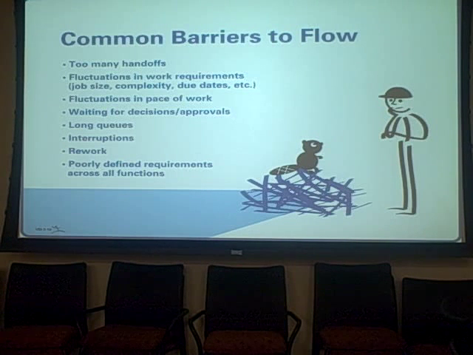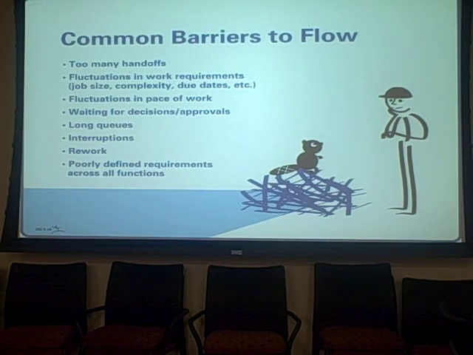Waiting for decisions or approvals from other departments or groups or even folks within your own department. Having long queues, long waits to get something done. Having processes full of interruptions where work can't be finished or completed. Having lots of rework built into your process. And just in general, having poorly defined requirements across all the functions. So again, a connection back to requirements, both in the job being performed, but also, thinking broadly about why we're doing the work we're doing: what is the requirement of the customer for the work that's being done? If we're not defining that clearly, we're getting the results that we would expect from it, right?